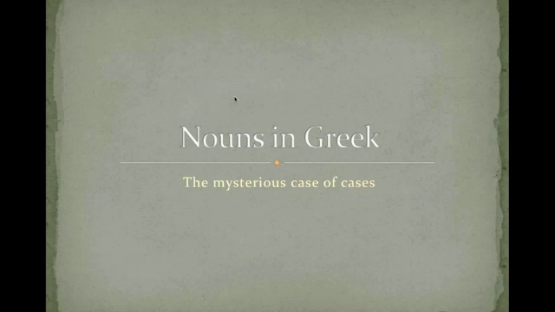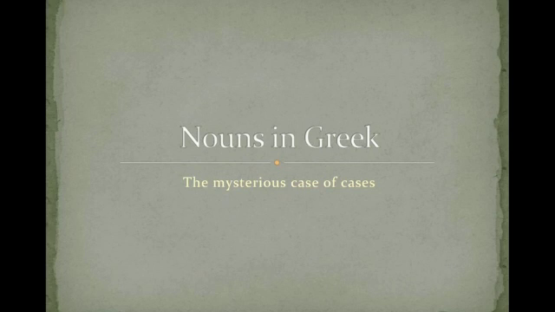So we've already encountered verbs. Verbs tell us the action in a sentence, and a verb, remember the ending, can also tell us who the subject is. Luo, I am freeing. Lueis, you are freeing. Luousin, they are freeing. But it's more interesting if we can add some nouns, some people, places, things to our Greek sentence.